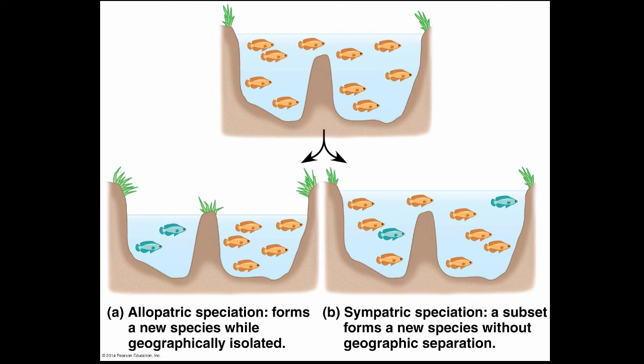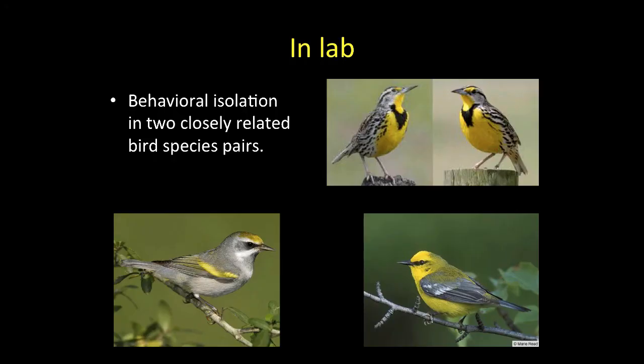Sympatric speciation is speciation without geographic separation. And this is a little bit harder to understand. Your book talks about polyploidy in plants. I'm not going to dwell on that in class. We will instead talk about behavioral isolation and habitat isolation, and to a certain extent temporal isolation, as being drivers of sympatric speciation. We'll examine this in the case study that we look at in class. So we will examine some of those things via discussion and lecture.